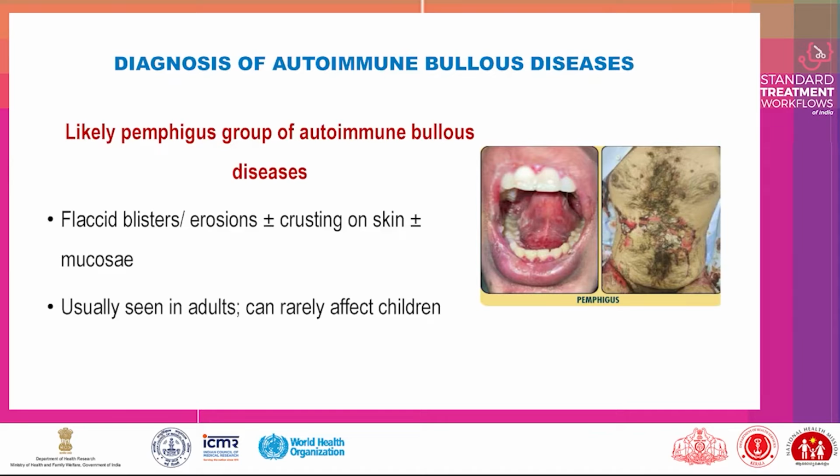Diagnosis of autoimmune bullous diseases. Likely pemphigus group of autoimmune bullous diseases: flaccid blisters or erosions with or without crusting on skin, with or without mucosal involvement. Usually seen in adults, can rarely affect children.